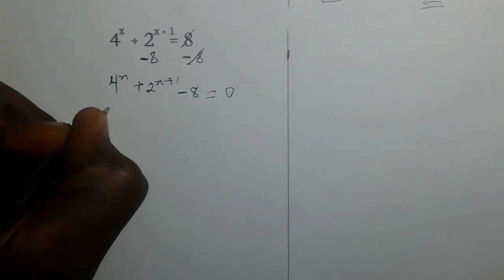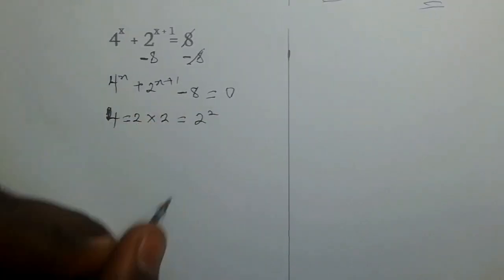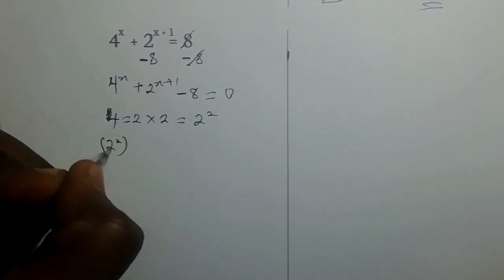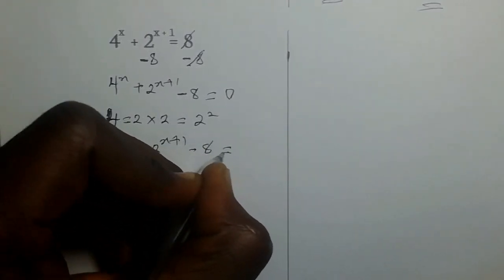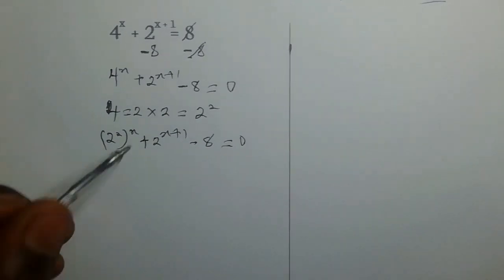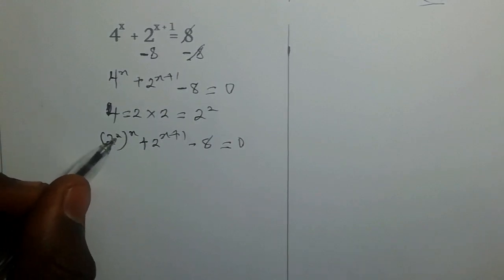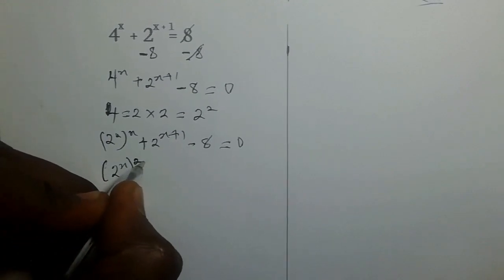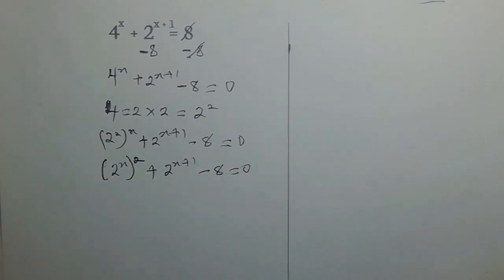So 4 is equal to 2 times 2, which is just 2 squared. So you can substitute here 2 squared in a bracket, then the power x, plus 2 power x plus 1 minus 8 equals 0. So we can interchange as we did before, with the x in the bracket and 2 outside. So we can write this as 2 power x in the bracket, then the square outside, plus 2 power x plus 1 minus 8 equals 0.